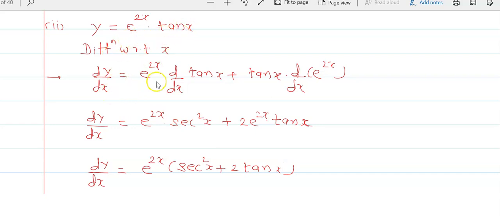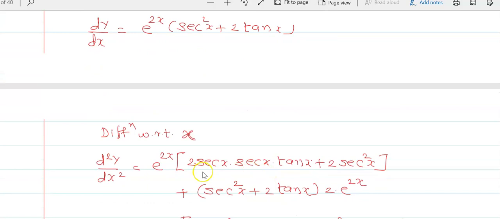dy by dx is equal to e raised to 2x d/dx of tan x plus tan x into d/dx of e raised to 2x. Derivative of tan x is sec square x, and derivative of e raised to 2x is 2 e raised to 2x. Take e raised to 2x as common, then in the next bracket differentiate this with respect to x. e raised to 2x as it is, derivative of sec square x is 2 sec x into derivative of sec x, which is sec x into tan x, plus 2, derivative of tan is sec square x.